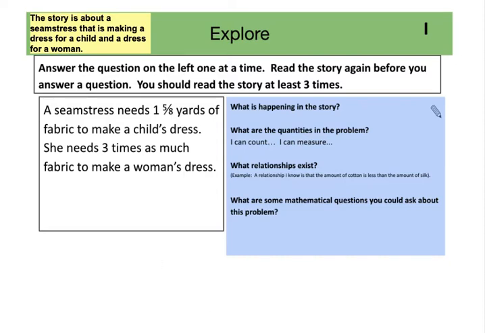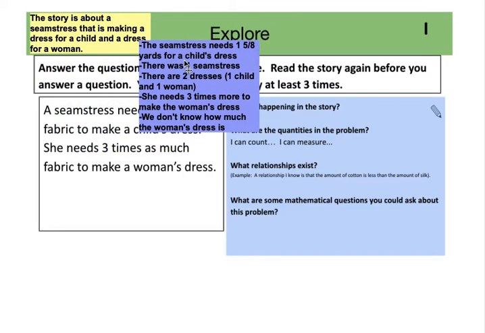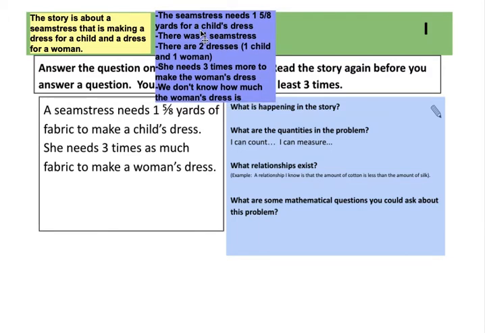All right, so what did you come up with? Did you notice that the seamstress needs 1 5/8 yards for a child's dress? Did you notice that there was just one seamstress and she has to make these 2 dresses? One is a child's dress and one's a woman's dress. Did you notice that she needs 3 times more to make the woman's dress than she does for the child's dress? Did you also notice we don't know how much the woman's dress is? I mean, we could figure it out, but they're not really telling us that amount.